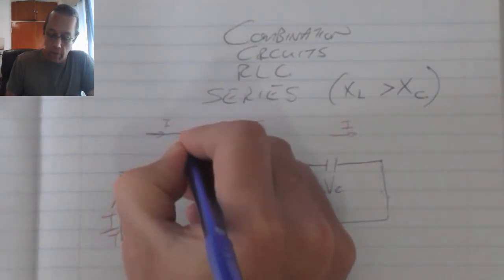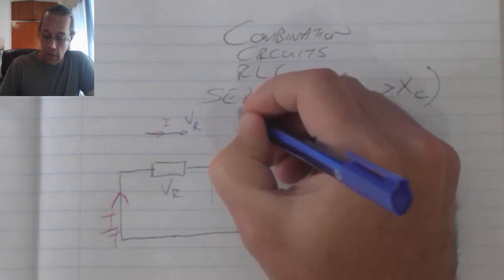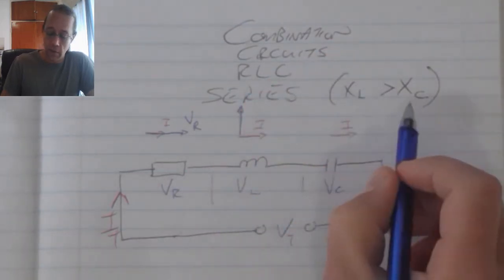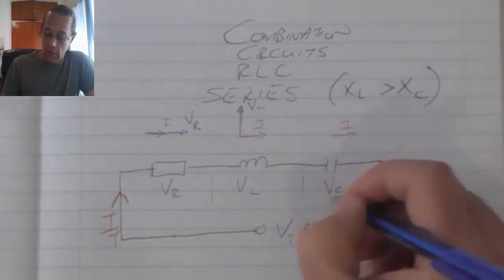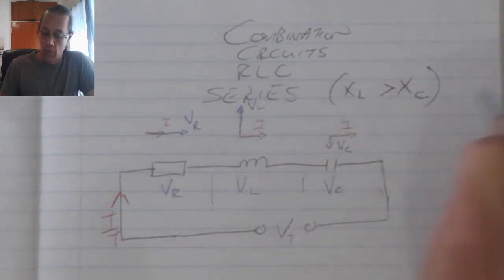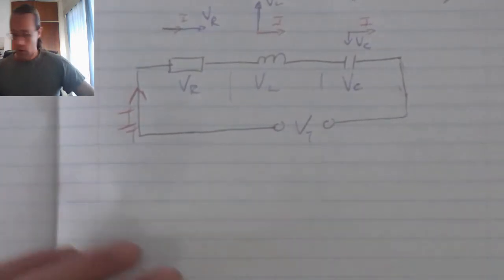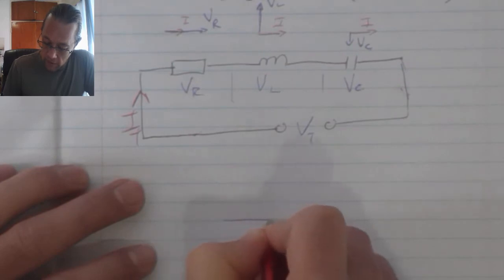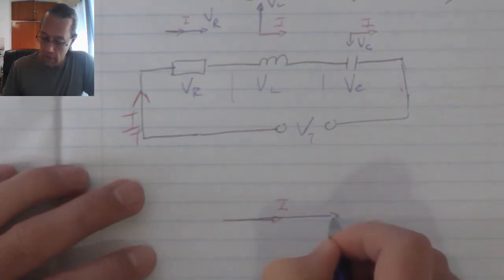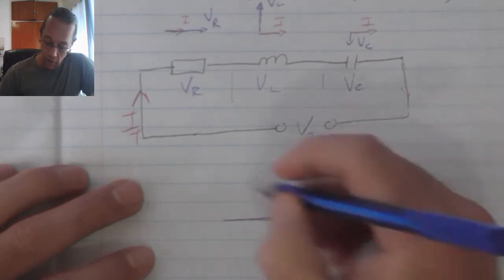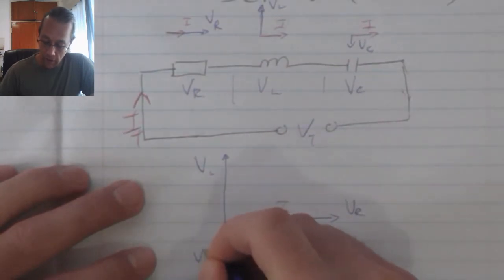The voltage on the resistor is going to be in phase with the current. The voltage on the inductor is going to be leading. And because the inductive reactance is greater than the capacitive reactance, the inductor voltage is going to be greater, and then the voltage on the capacitor is going to be smaller in a lagging aspect. When combining these three, we find that the current flow and the voltage on the resistor are in phase. The voltage on the inductor will be leading, and the voltage on the capacitor will be lagging.